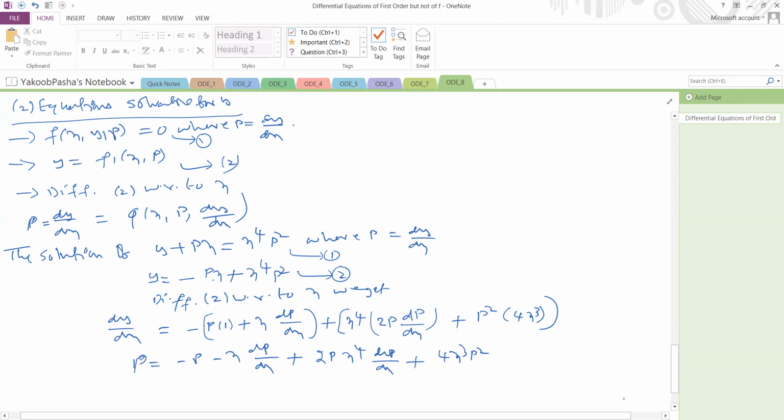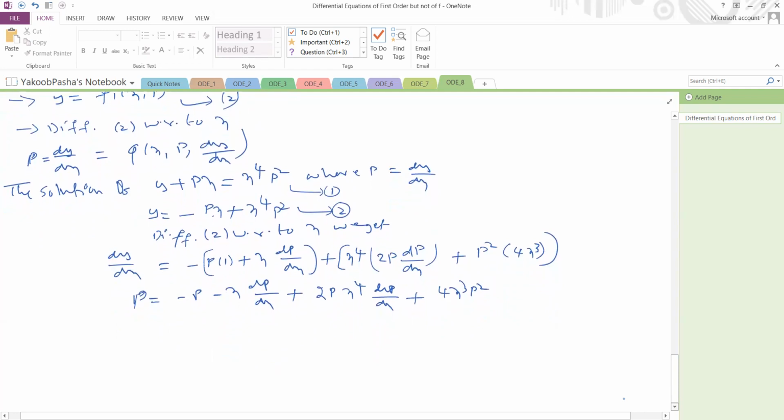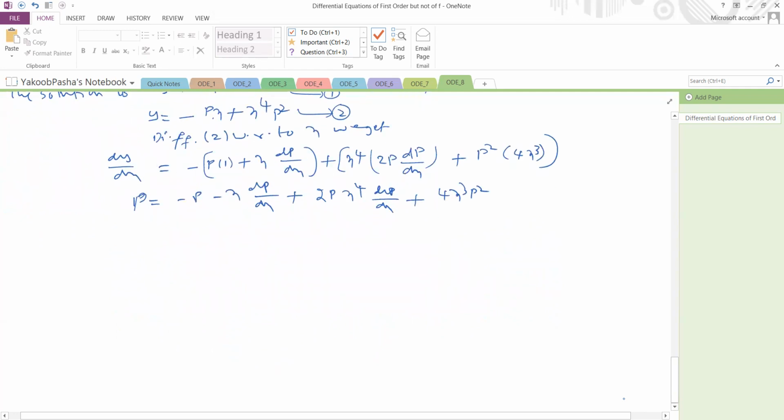Okay. Now to solve this equation for p, after simplification, we can write this equation as minus 2x by, I'm writing directly, it's only simplification.